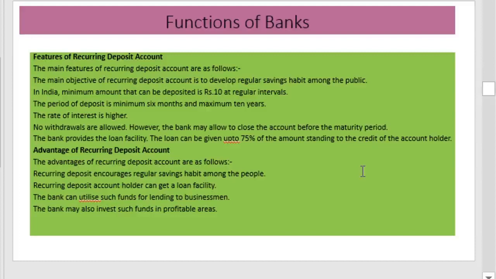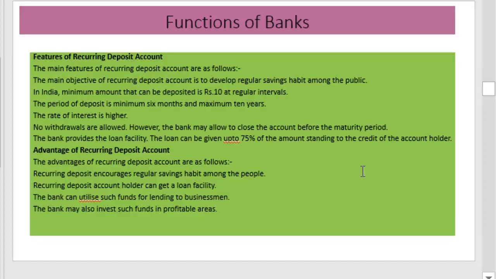The rate of interest will be comparatively higher in the case of the recurring deposit. No withdrawals are allowed. However, the bank may allow closing the account before the maturity date. The bank provides a loan facility, and the loan can be given up to 75% in the case of the recurring deposit.